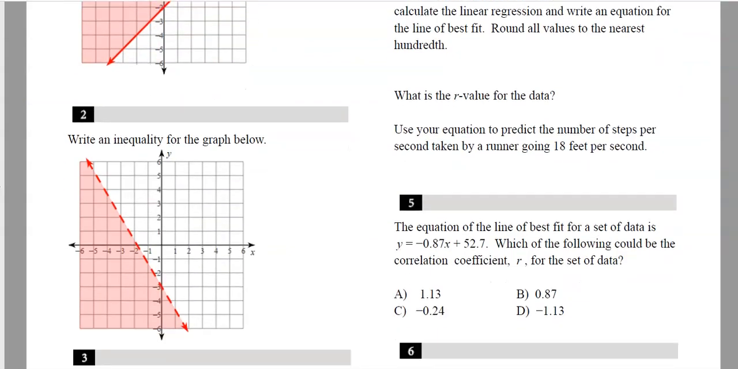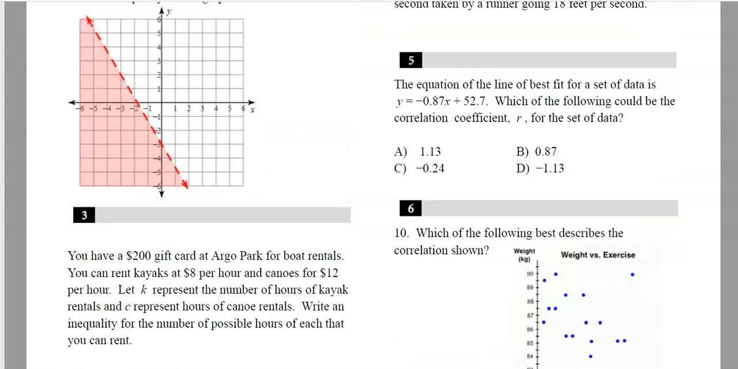All right, next problem. Going down to number 5. The equation of the line for the best fit is, so this is basically like you've put all the data from some problem into a calculator, and it did the linear regression for you, and this is what spit out. And so now we need to know, what is a possible R value?